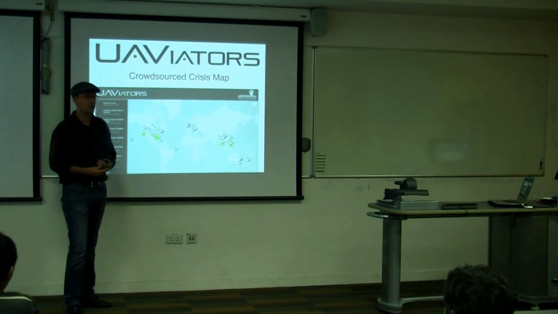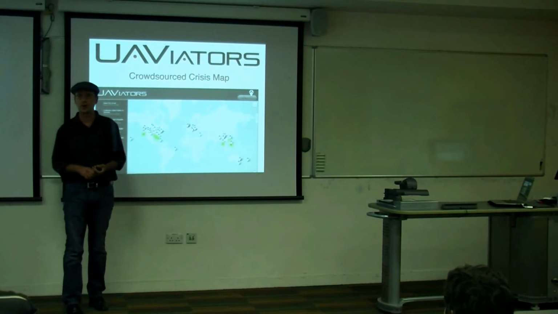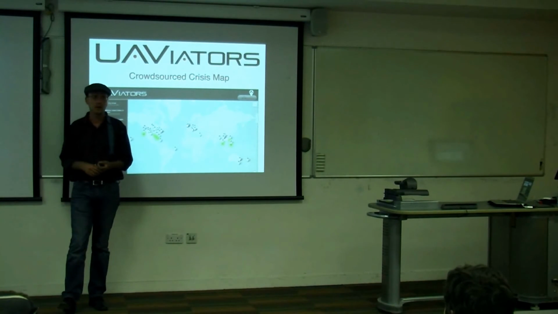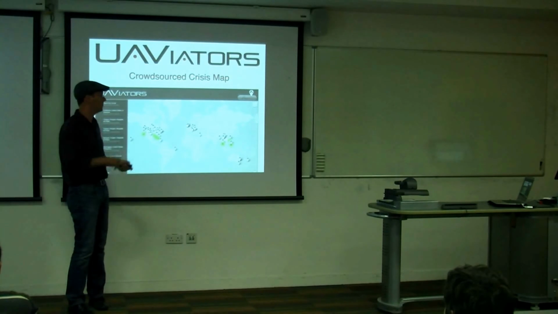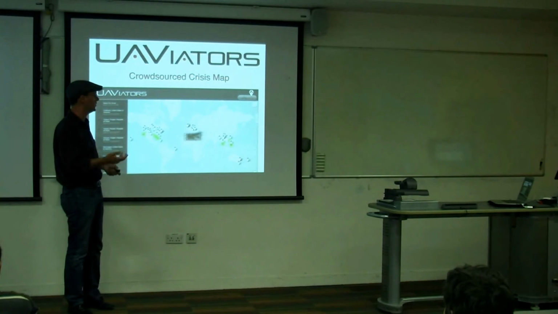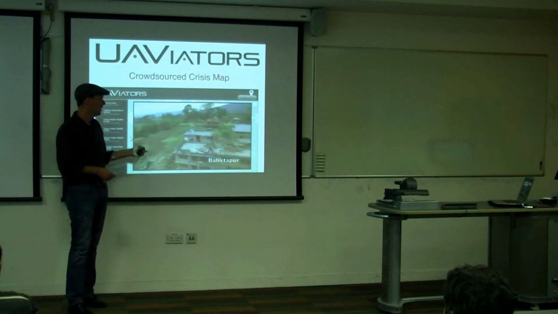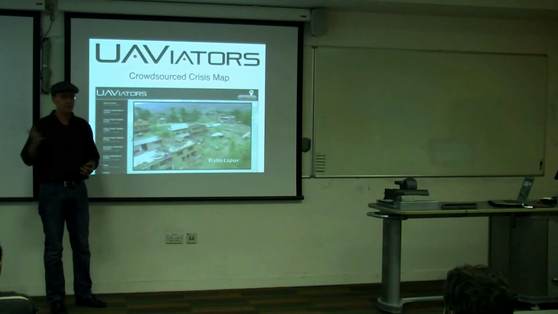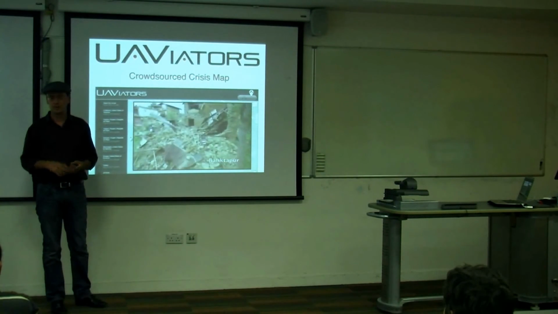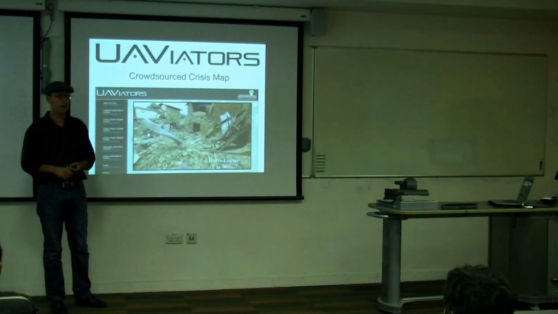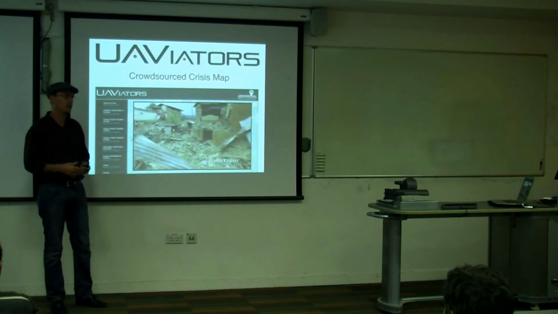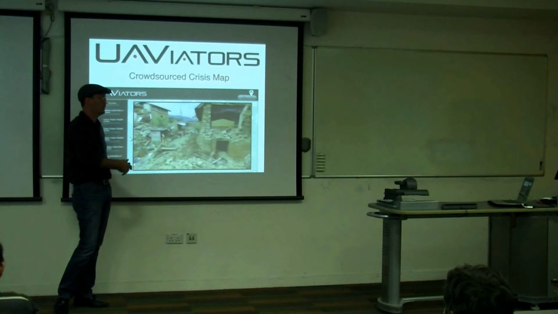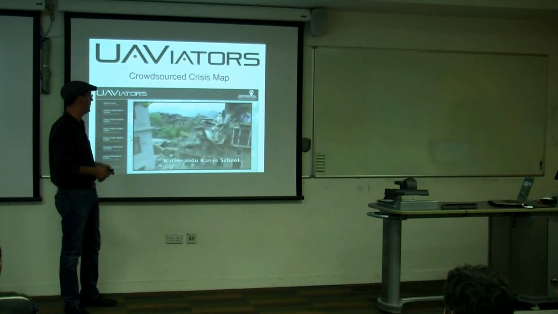We have a crowdsourced crisis map of aerial pictures and aerial videos of disaster sites from really all around the world. If you go to uaviators.org, you'll find, for example, 40, 50 videos and pictures of Kathmandu or Nepal post-earthquake that people have posted online and that we have either reposted or they've posted directly on our website.